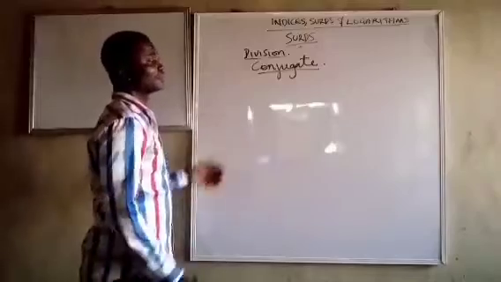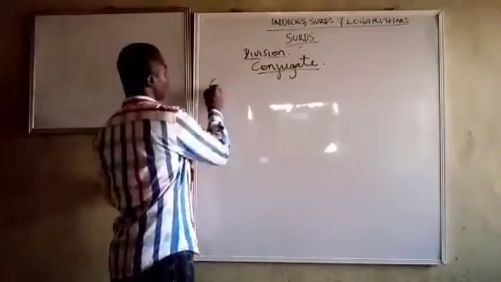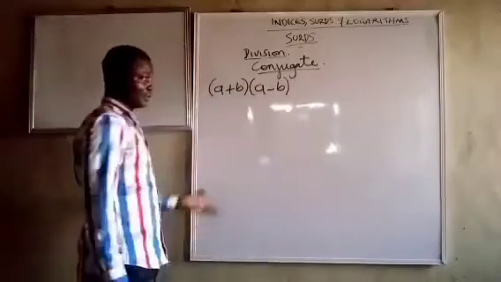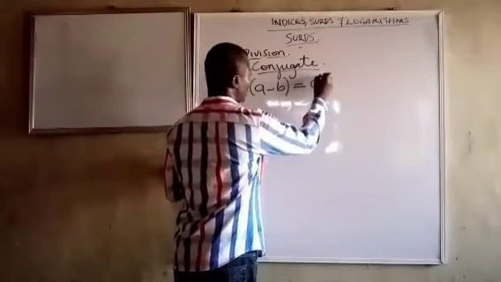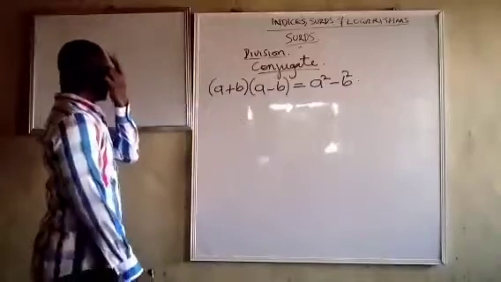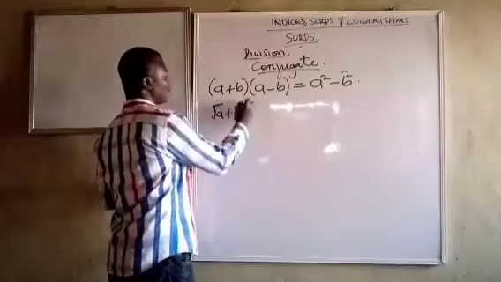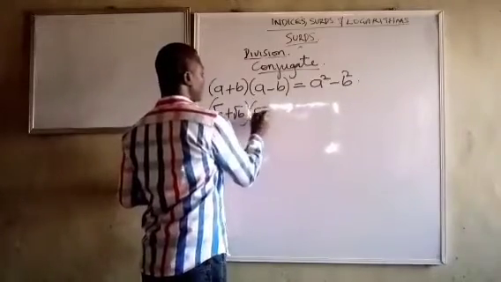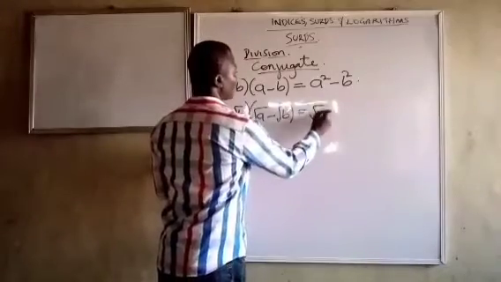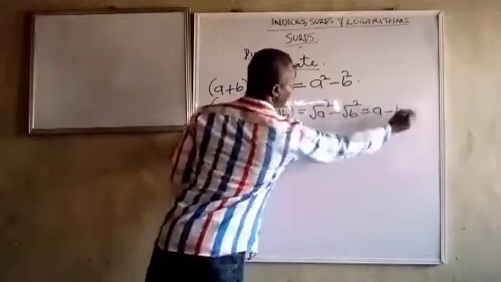You know, in our algebra, in quadratic equations too, we have an expression like this: a plus b into a minus b. What does it give us? It gives us the difference of two squares. But in the situation of surds, if we have root a plus root b and we have root a minus root b, what will that give us? It's going to give us root a squared minus root b squared, which is a minus b.